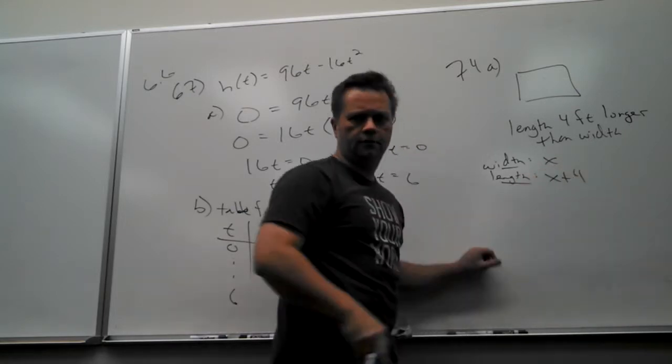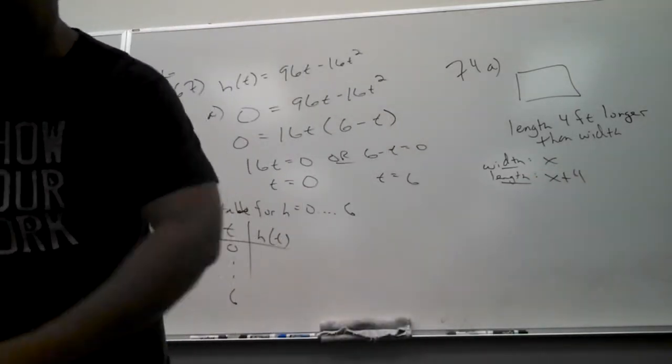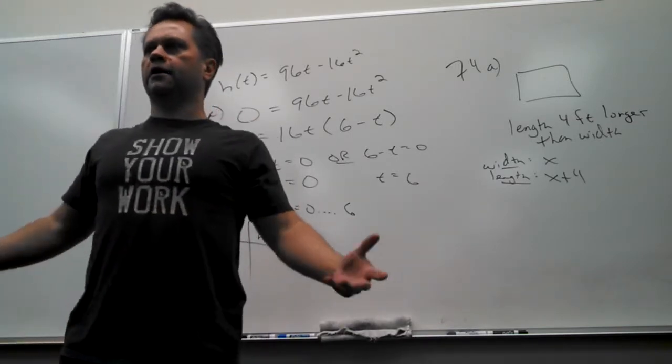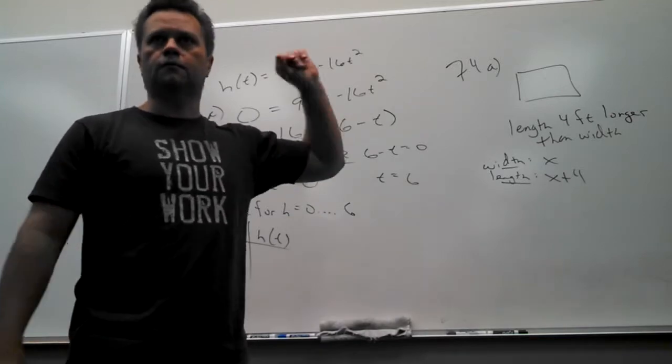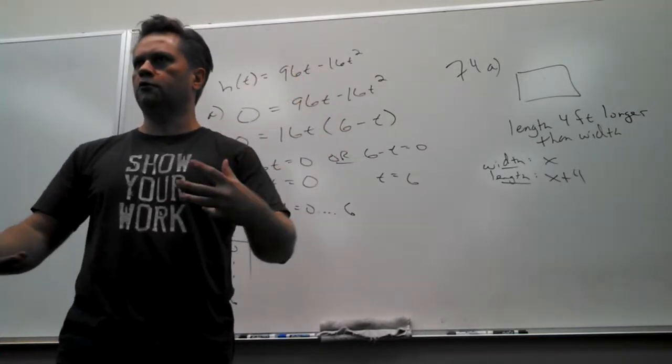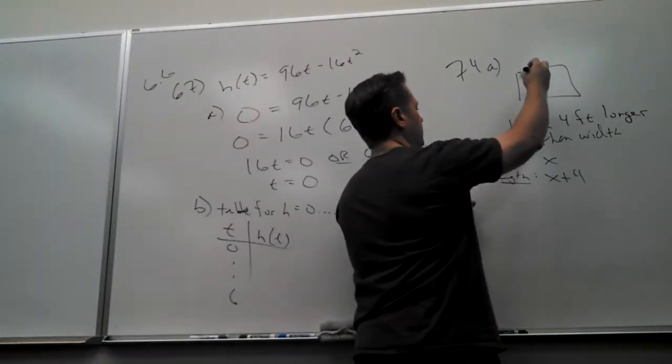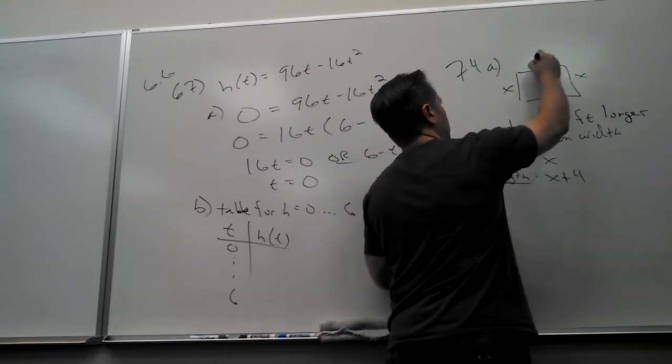X plus 4. In fact, I think the problem said, they told you too much. I'm not going to tell you that much. They said let X be the width. I'm not going to tell you that. You can figure it out. Which one's got to be X, right? That's part of doing a word problem. So now if I label this, the width is X, the length is X plus 4.